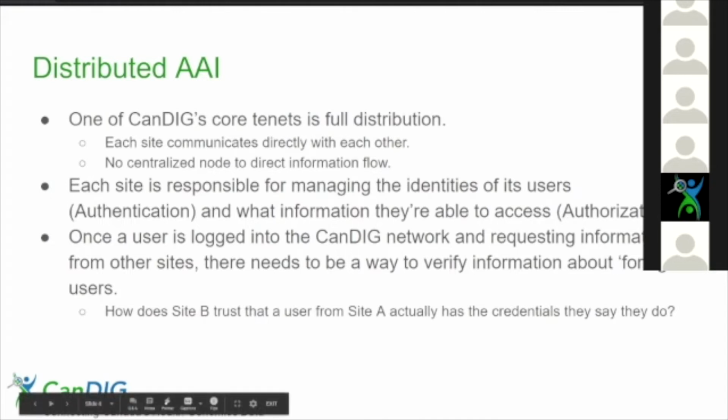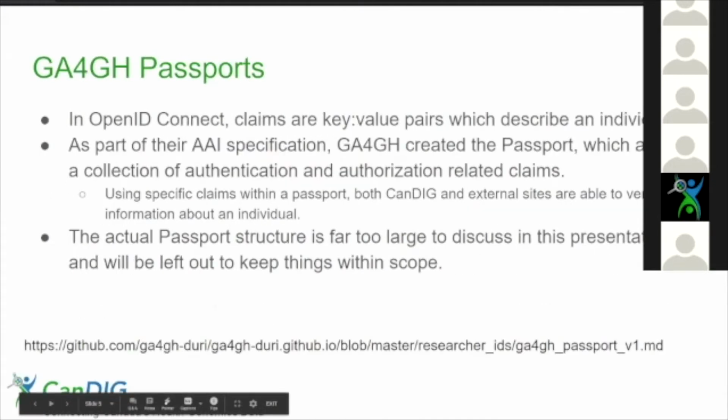So if we remember back to Brennan's presentation last time, he talked a lot about claims, which, as a reminder, are basically pieces of information included within a token that tell us things about the individual. Claims can be basically anything. Typically, they're things like usernames or emails, but we can also use them for authorization purposes. Now, as part of their AI specification, the GA4GH created this claim structure called passport.